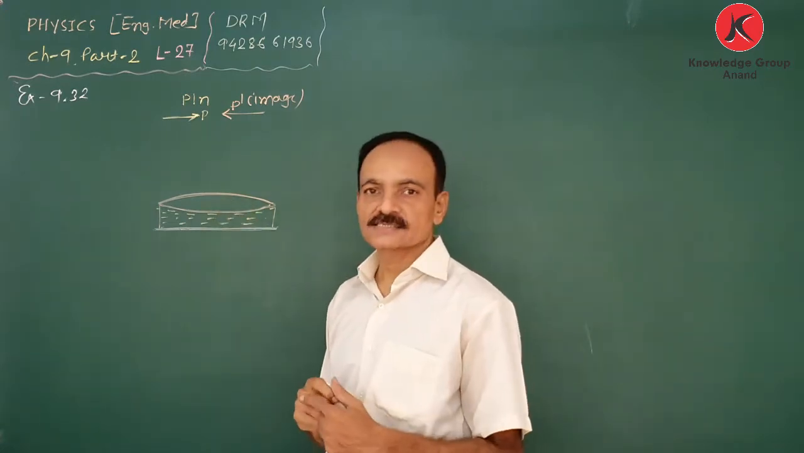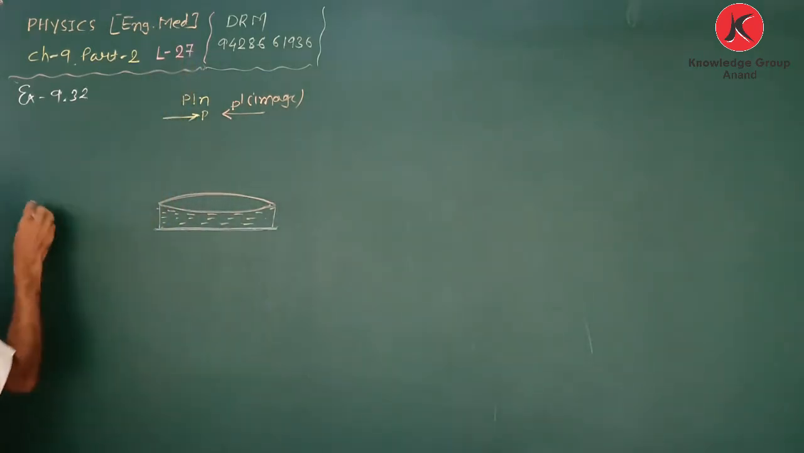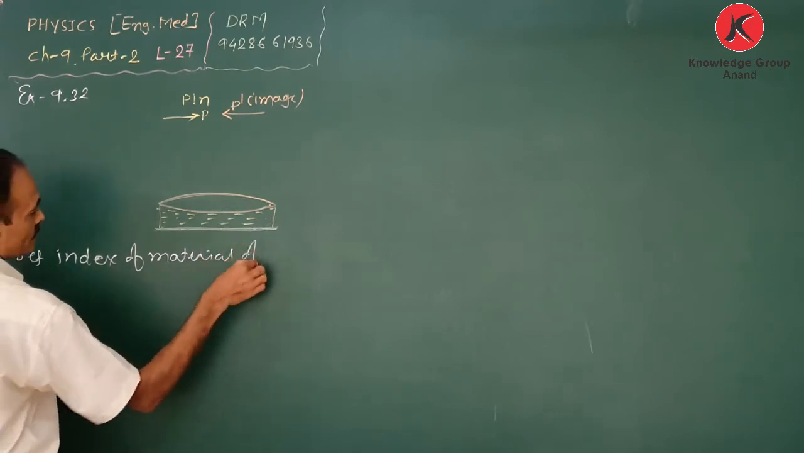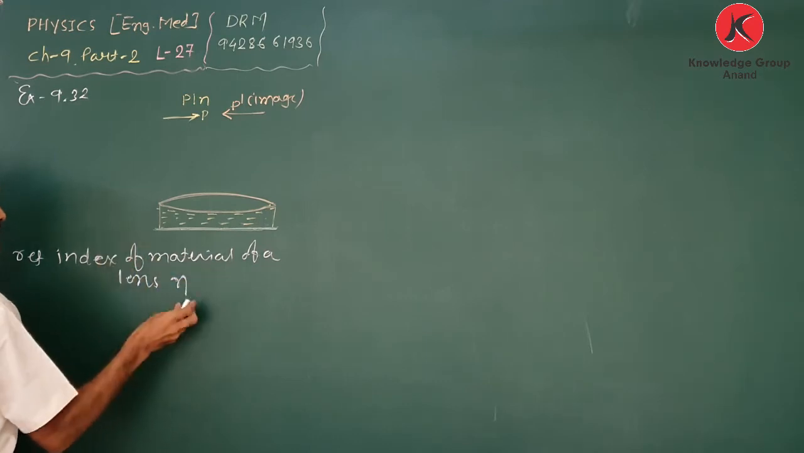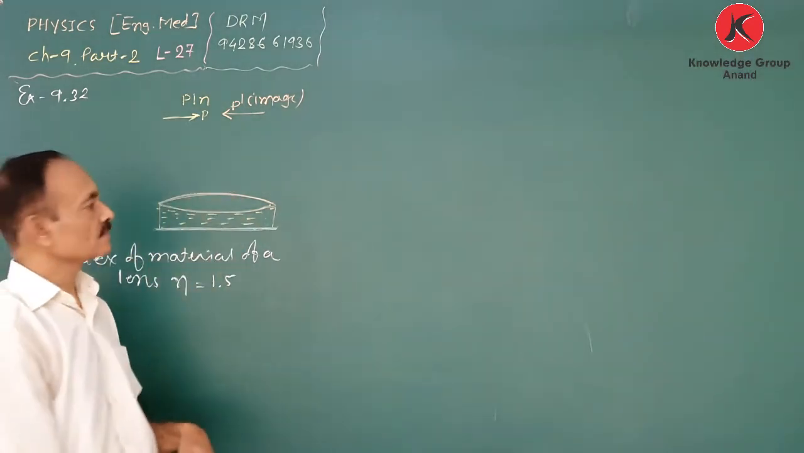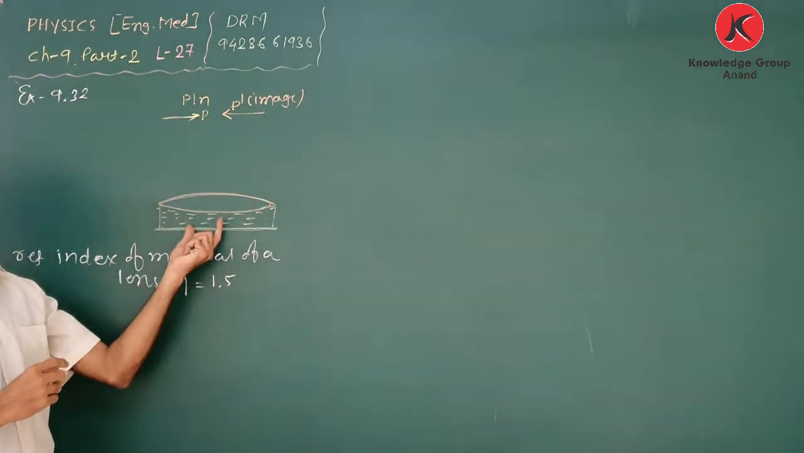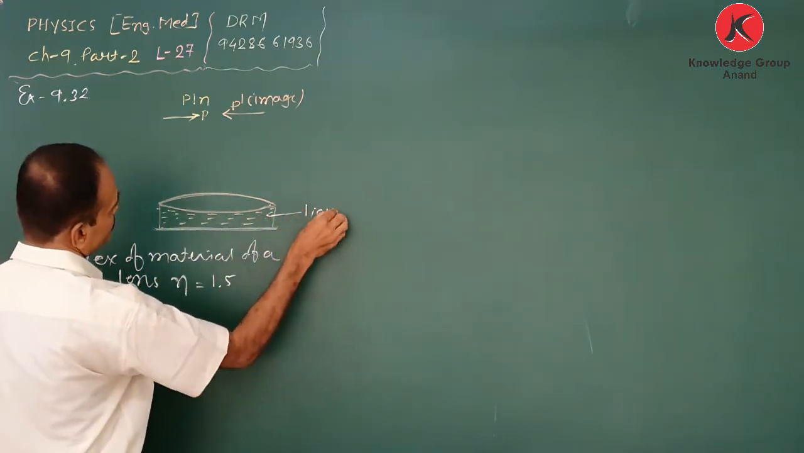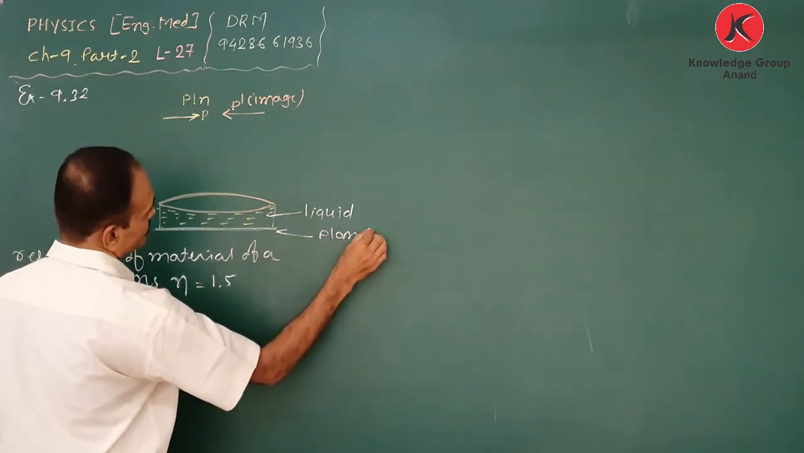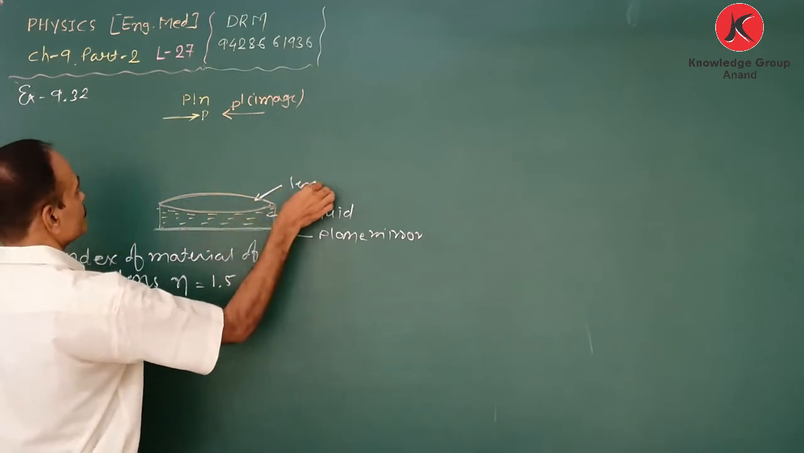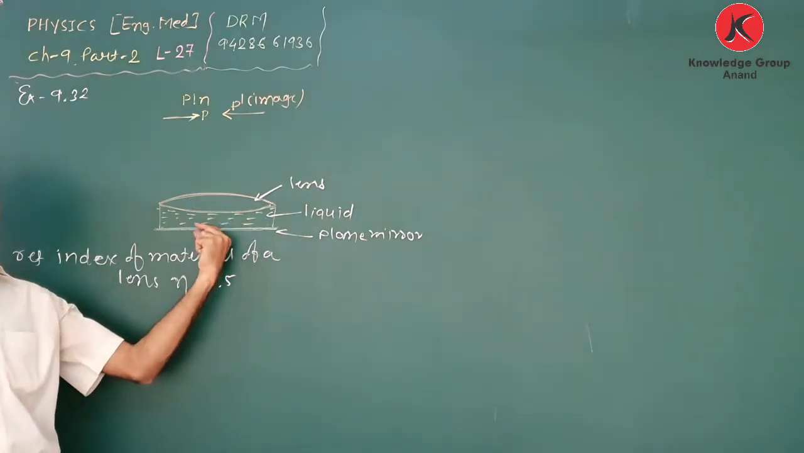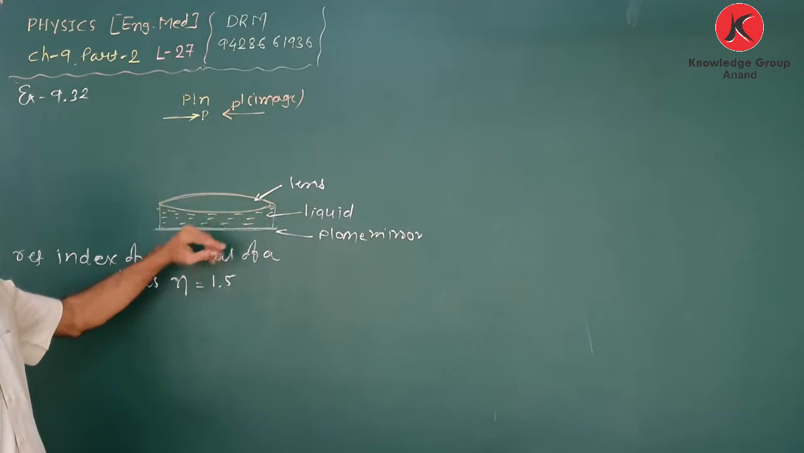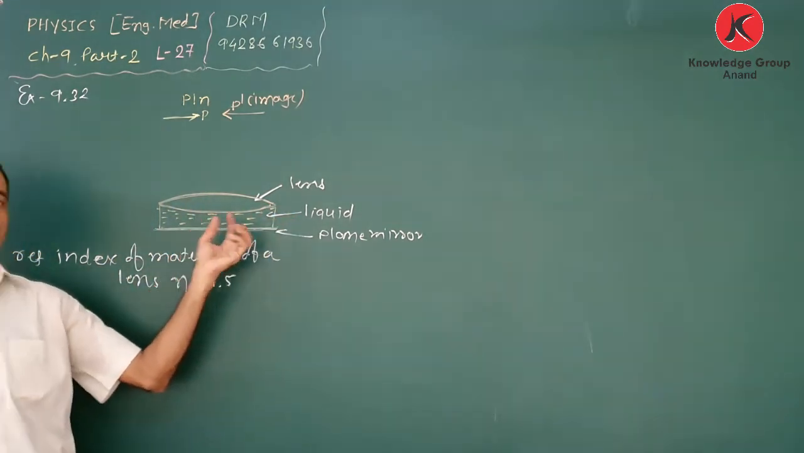Here the equiconvex lens has a refractive index of 1.5. The effective index of the material of the lens is given, that is n equal to 1.5. It is placed on a layer of liquid on top of a plane mirror. That is the lens, that is the liquid, and that is the plane mirror. The combination of the lens and the liquid forms an equiconcave lens, and this combination is formed. Here we have to find the refractive index of the liquid.